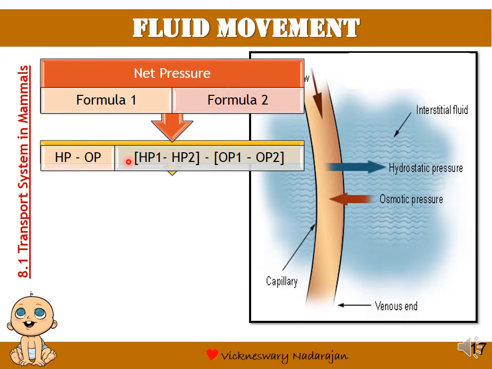Meanwhile, the second formula is used when the data given includes both the hydrostatic pressure and osmotic pressure of the blood, as well as the hydrostatic and osmotic pressure of the tissue fluid. So that is why it becomes HP1, that is of the blood, minus HP2, that is of the tissue fluid. And then you subtract the osmotic pressure of the tissue fluid from the osmotic pressure of the blood.